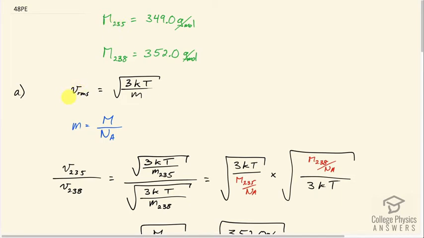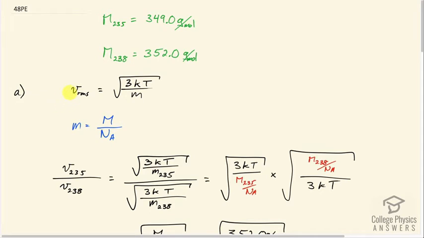So part A says, supposing you create uranium fluoride gas, you want to know what the ratio of their average velocities will be. That's in part A. And then at what temperature would their average velocities differ by 1 meter per second, because this difference in velocity can be used to separate them using gas diffusion.